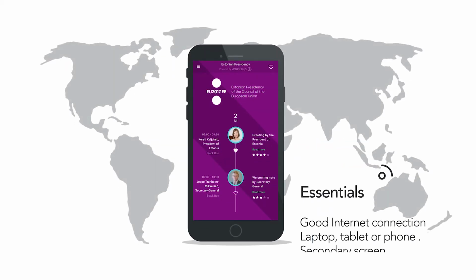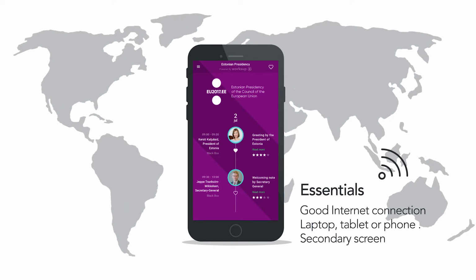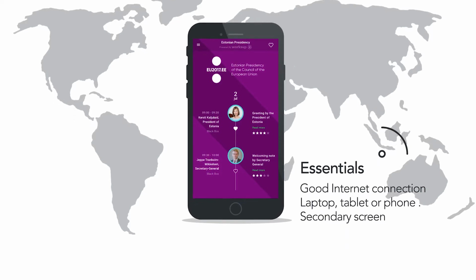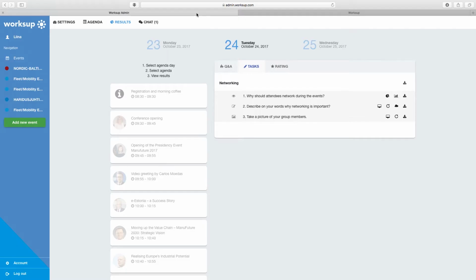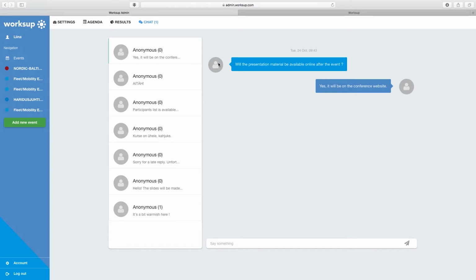A good internet connection is always a must for a successful event, using a laptop, tablet or phone to manage the presentation view, and a secondary screen to show the presentation view. As an organizer, you will notice new messages if the number changes in the chat tab, so keep an eye on the chat and enjoy on-site communication.